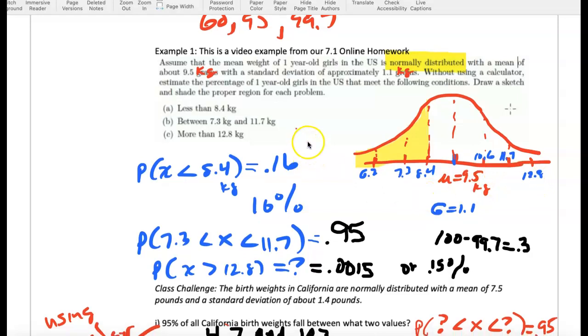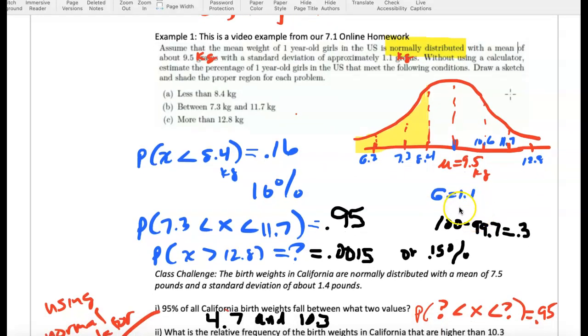That's the power of the empirical rule, being able to come up with some estimates, or to calculate the probability that a one-year-old weighs a certain amount. And that's what we have here with these problems. Probability less than 8.4 kilograms. 8.4 is here, and we're looking at this yellow shaded region. Everyone to the left would be someone who weighs less than 8.4 kilograms.